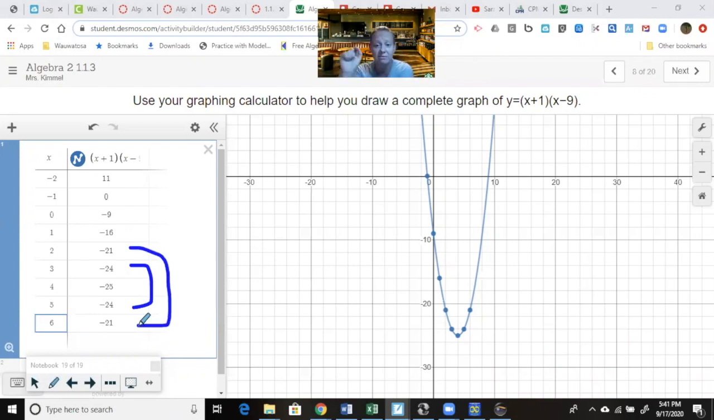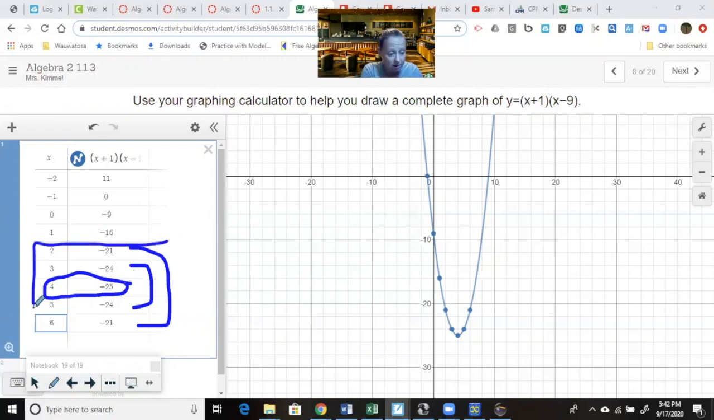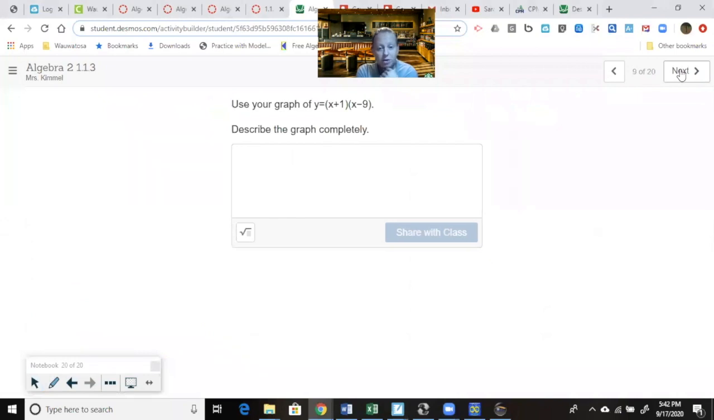That's because this graph is symmetrical. A parabola can be cut right down the middle. So where is the vertex found? Right in the middle. And that's a very critical point. So if you were to complete a complete graph, I would include that point, and I would include the 2 others that match around it. So graph those points, connect them, you should have a pretty good graph. So use your graph and describe it completely.